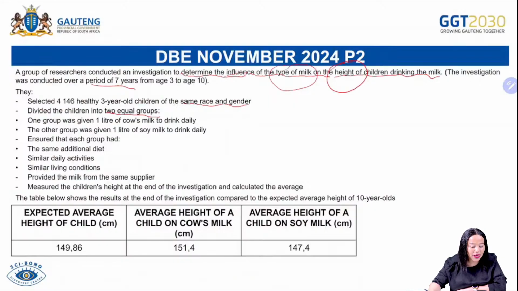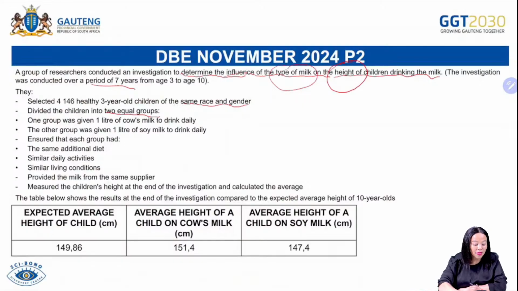One group was given 1 liter of cow's milk to drink daily. The other group was given 1 liter of soy milk to drink daily. They ensured that each group had the same additional diet, similar daily activities, similar living conditions, provided the milk from the same supplier, measured the children's height at the end of the investigation, and calculated the average. The table below shows the results at the end of the investigation compared to the expected average of a 10-year-old.